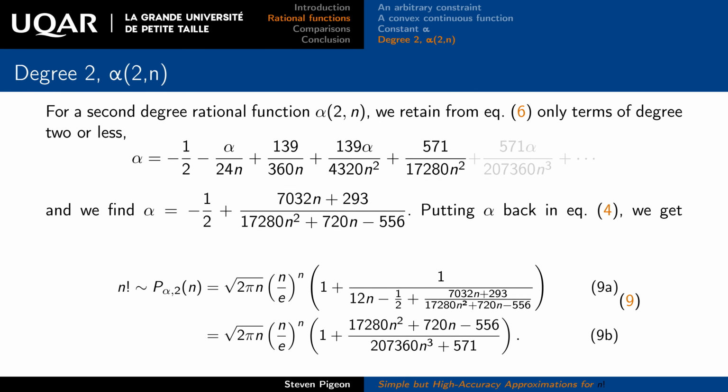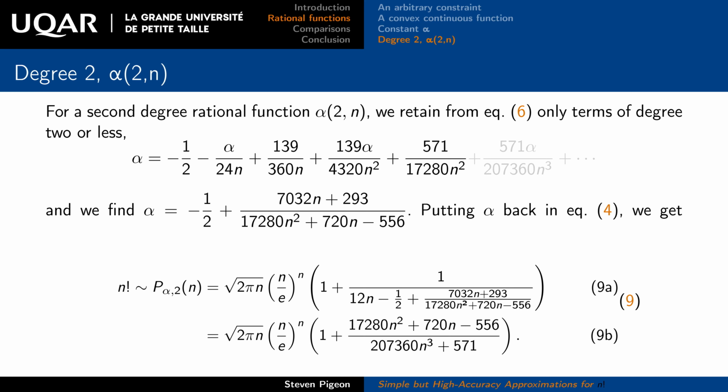We can use this strategy for any degree. Say now 2. From equation 6, we keep only the terms of degree 2 or less, and we find that alpha is -1/2 plus (7032 n + 293) over (17,280 n squared + 720 n - 556). We place this result back in equation 4 to get equation 9.